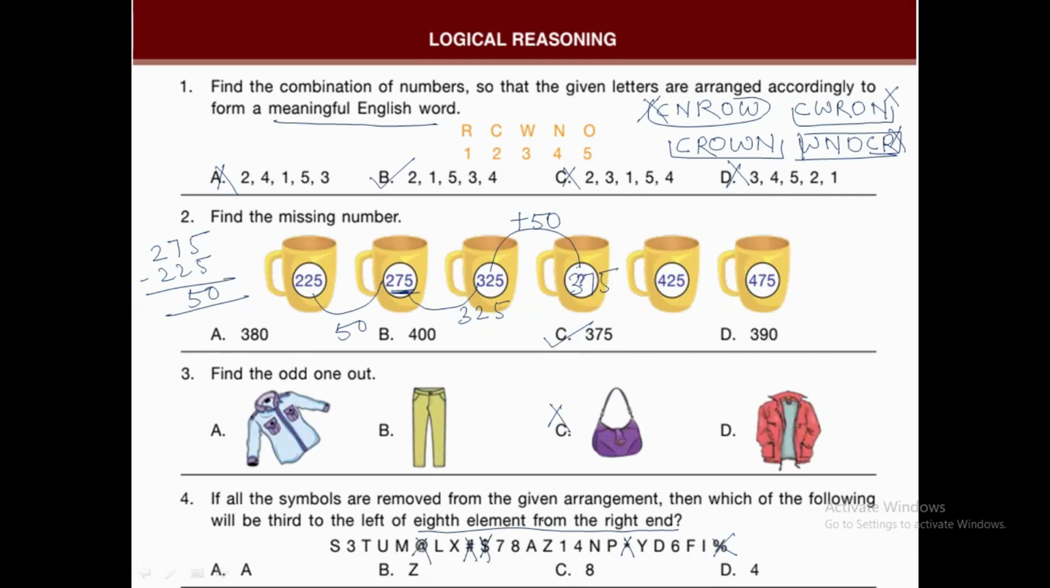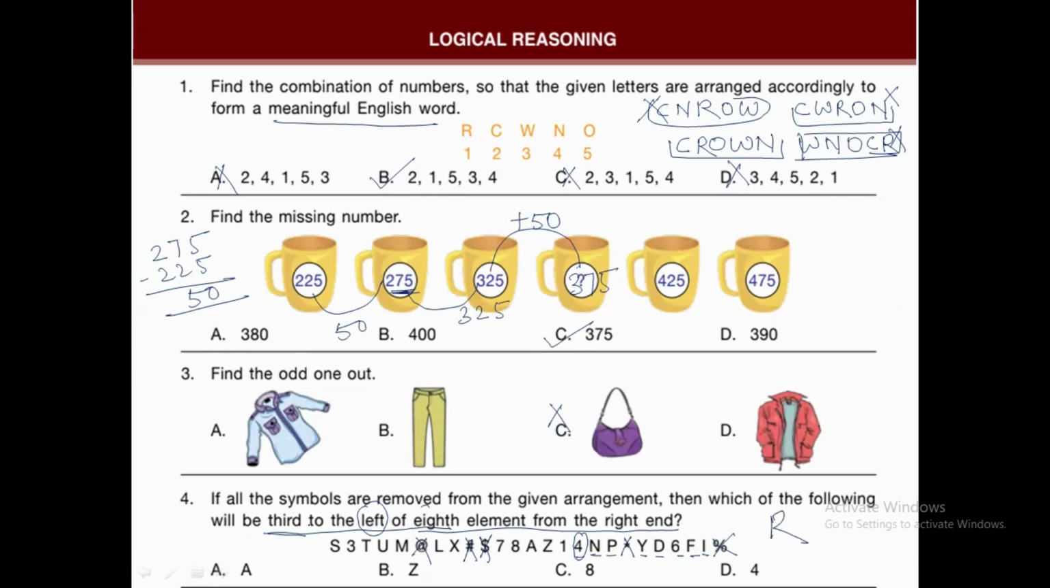Now we have to check which element is eighth from the right hand. Let's count it. 1, 2, 3, 4, 5, 6, 7, 8. So the eighth element from the right is 4, number 4. Now the question is asking for the third to the left of the eighth element. Third to the left means we have to move towards the left now.